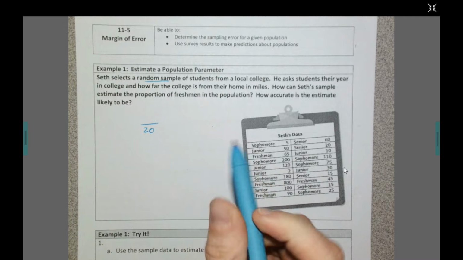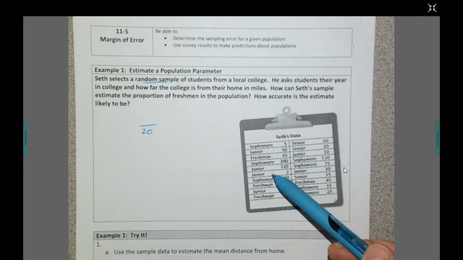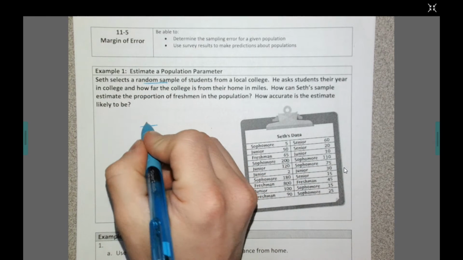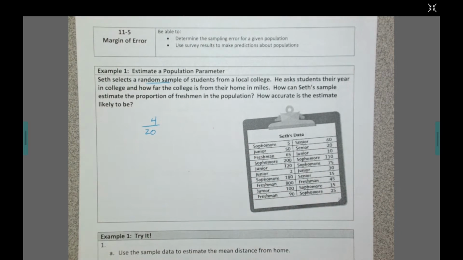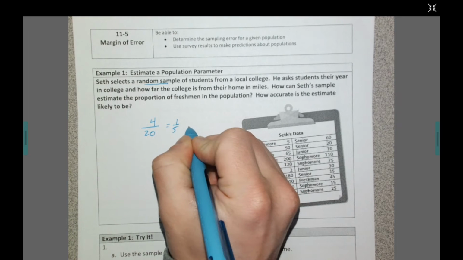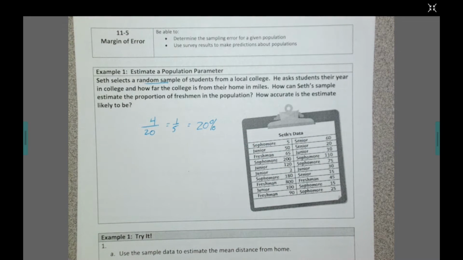And then we want to know the proportion of freshmen. So let's go ahead and count freshmen up. We got 1, 2, 3, 4 freshmen out of 20. Okay, so since we have 4 freshmen out of 20, we could simplify it to say 1/5 of the population, or roughly 20% of the population is freshmen.